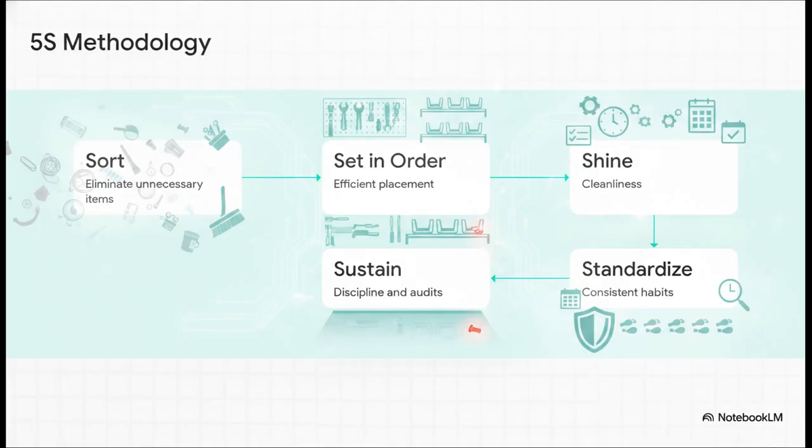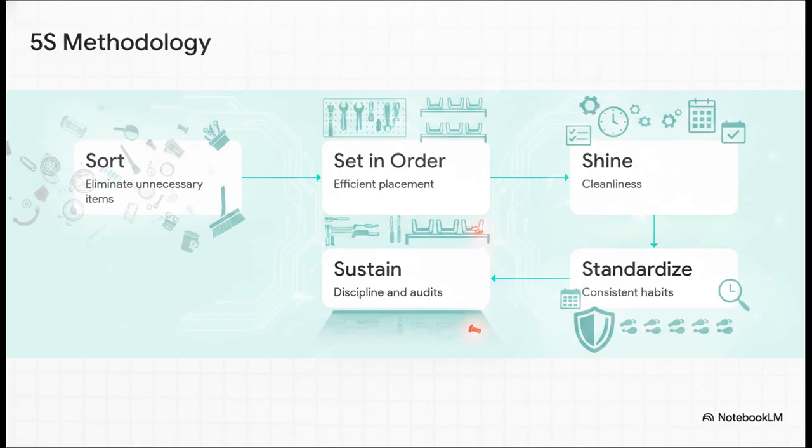Speaking of 5S, let's actually break down this foundational methodology step by step because it's literally your best defense against motion and extra processing wastes. Step 1 is sort. Eliminate anything unnecessary from the work area. If it's not needed, get it out of there. Step 2 is set in order. Place what's left in the most efficient, ergonomic location possible.